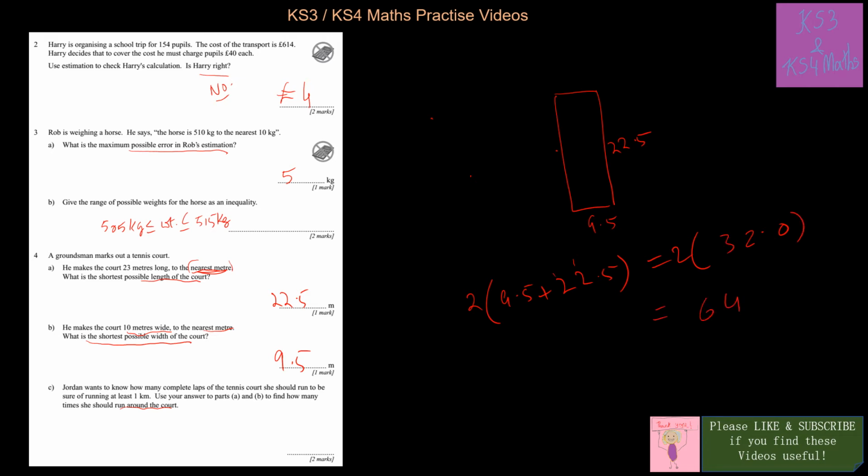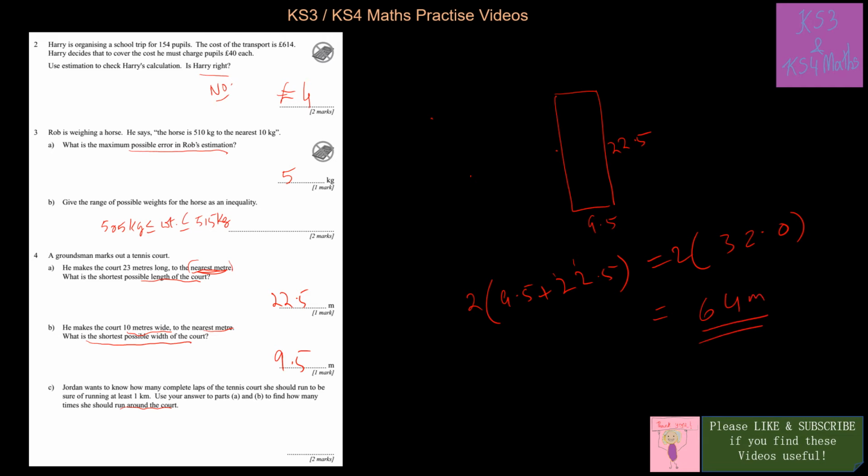Now that is a rectangle. So the perimeter, this is my 9.5, this is 22.5. So I should get 2 times 9.5 plus 22.5. That is 2 times 32, that is 64 meters. And that is the perimeter.